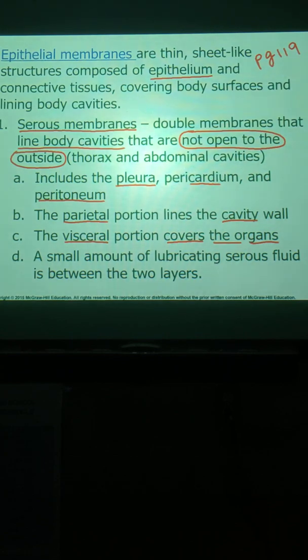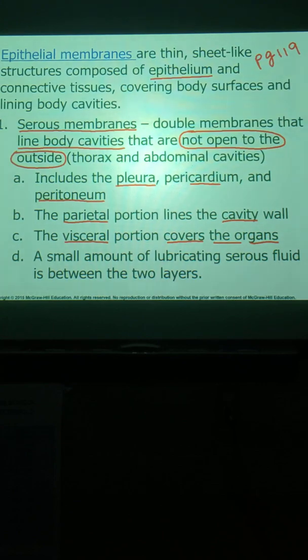The serous membranes are double membranes that line body cavities and are not open to the outside. So this would line the thoracic cavity and the abdominal cavity. It includes the pleura, which you know is around the lungs, pericardium, around the heart, peritoneum would be the abdominal cavity.